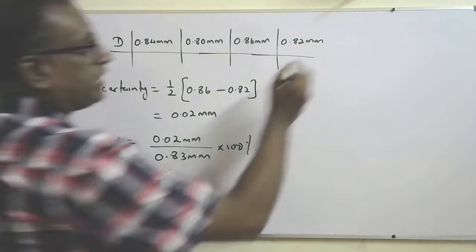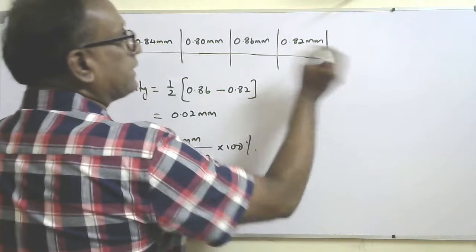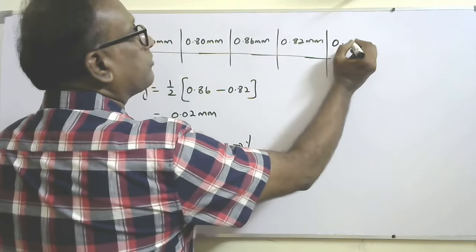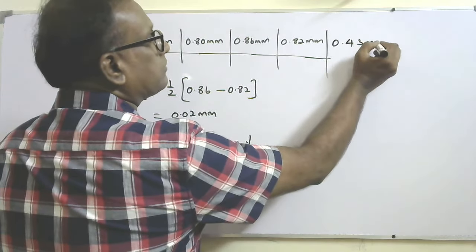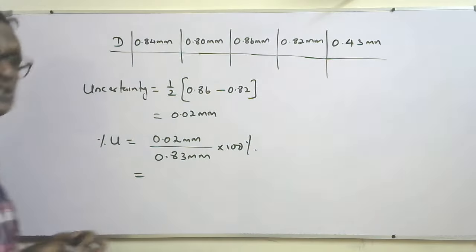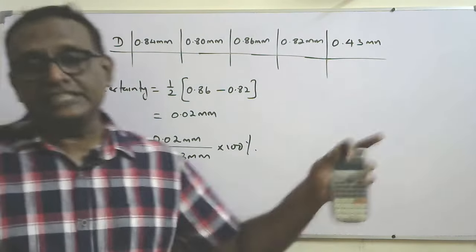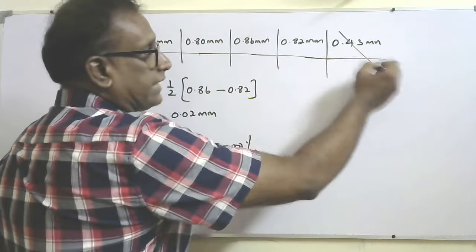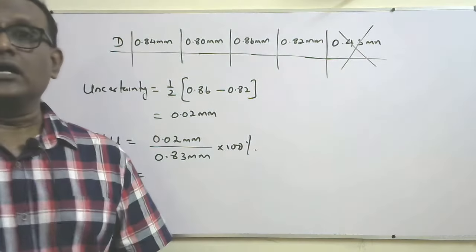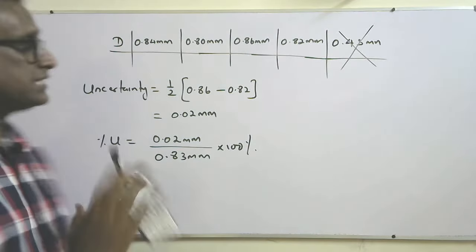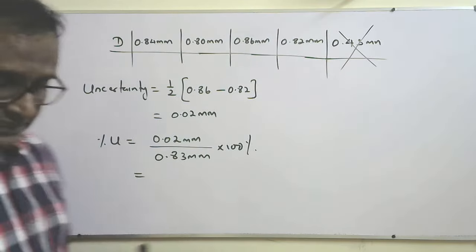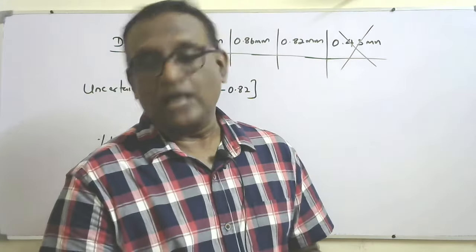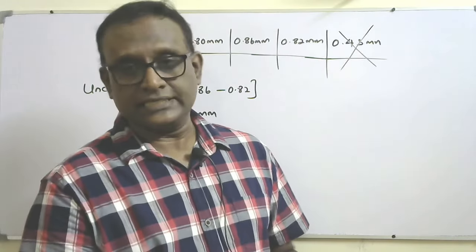But if there's a very anomalous value, say something like 0.43, maybe the student would have made a mistake. So if they give a value which is much differing from all other values, that we call an anomaly, we don't consider that in our calculation. You have to ignore that value. So these are the error calculations related to uncertainty and percentage uncertainty.